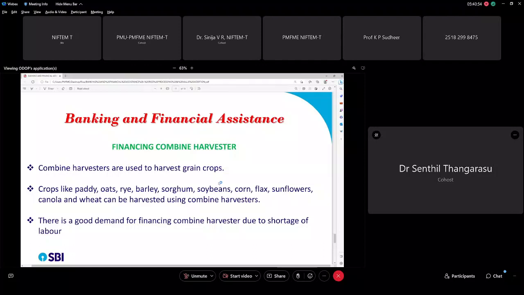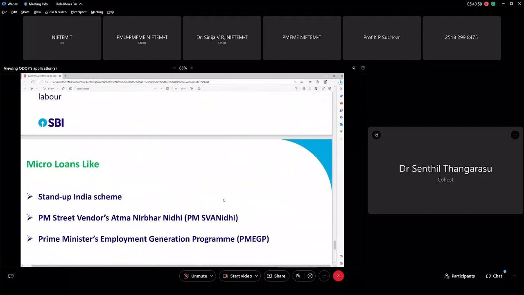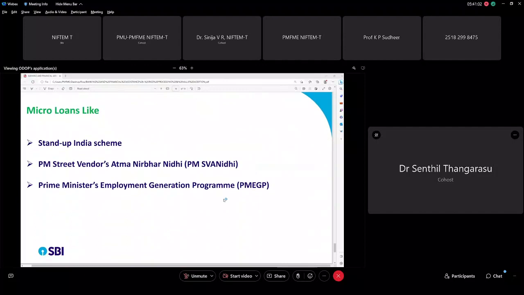Apart from the above loans, there is Stand-up India. Under Stand-up India also, you can avail loans up to 2 crores. The loan is available for SC/ST and women entrepreneurs. The maximum loan amount is 2 crores. PM SVANidhi is for street vendors, with a maximum loan amount of 5,000 rupees. And PM EGP is already available, and this is also a maximum 2 crore loan without any securities.